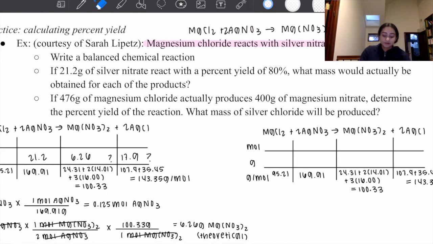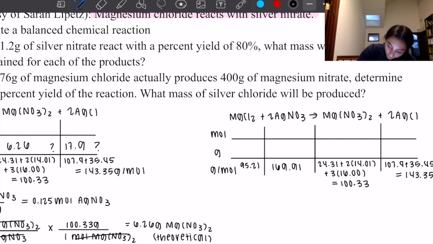Okay, so now this question says, if 476 grams of magnesium chloride actually produce 400 grams of magnesium nitrate, determine the percent yield of the reaction. What mass of silver chloride will be produced? So we have our starting mass for magnesium chloride, and we have our actual mass for magnesium nitrate, which is a product. So in order to determine the percent yield, we need our theoretical mass for magnesium nitrate. So that is going to be the first thing we are going to calculate for.